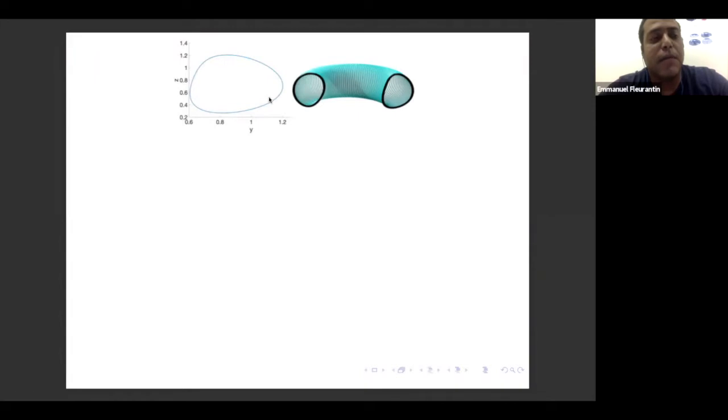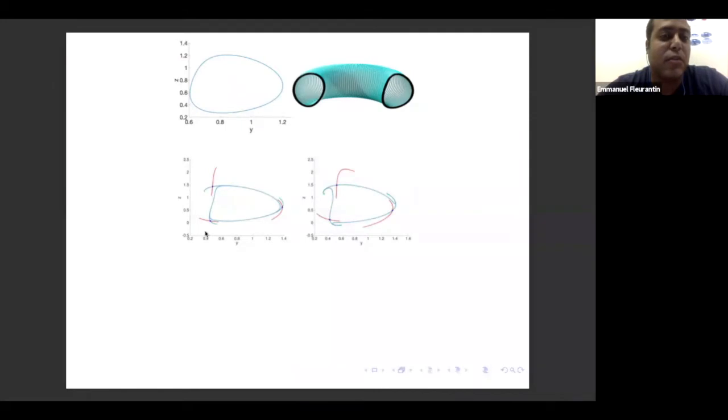And on this side, we see a plot of the half torus, where the black shows components of the torus intersecting our Poincare section. In this case, it's x equals 0. Next, this is alpha about 0.81.